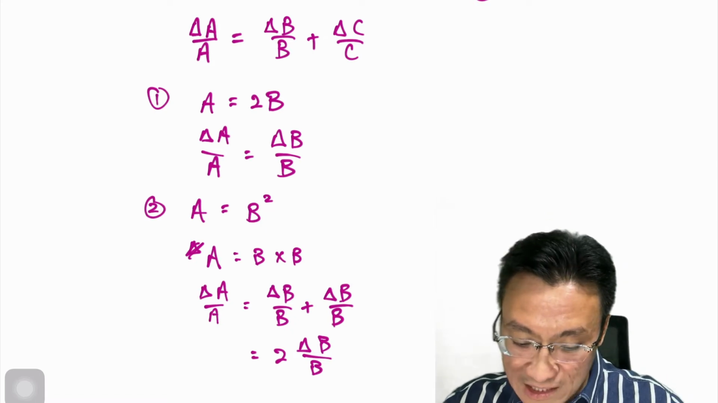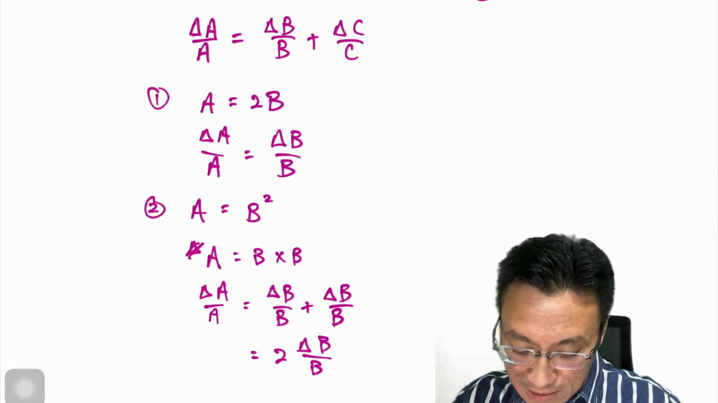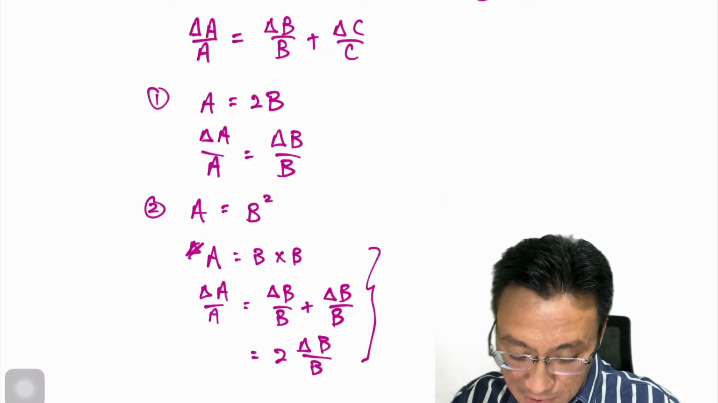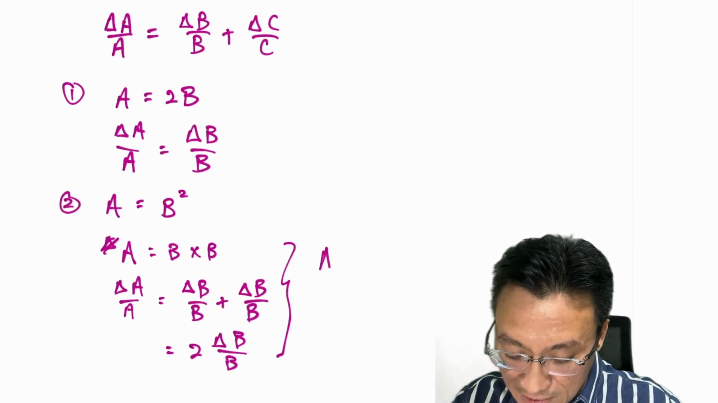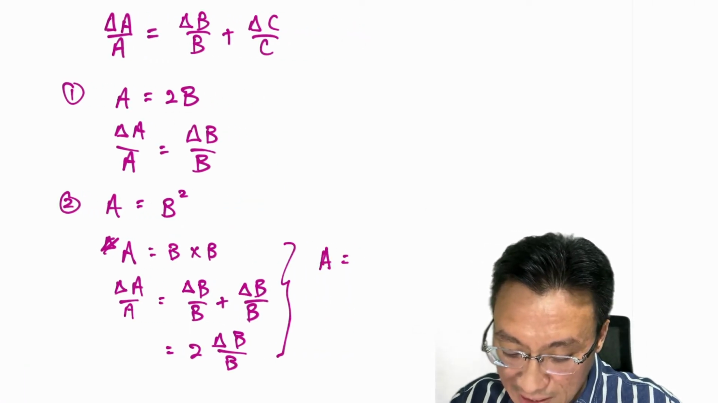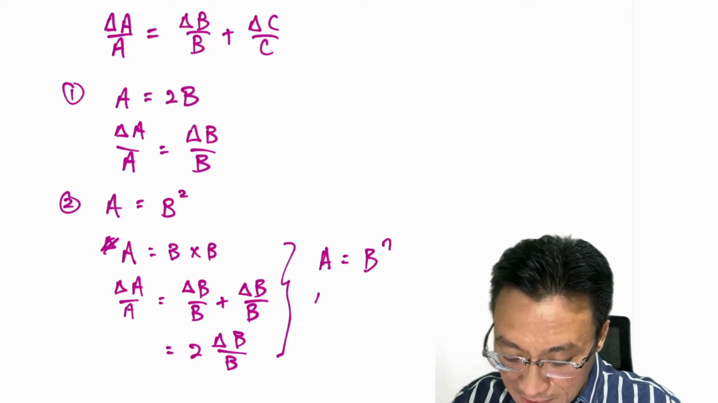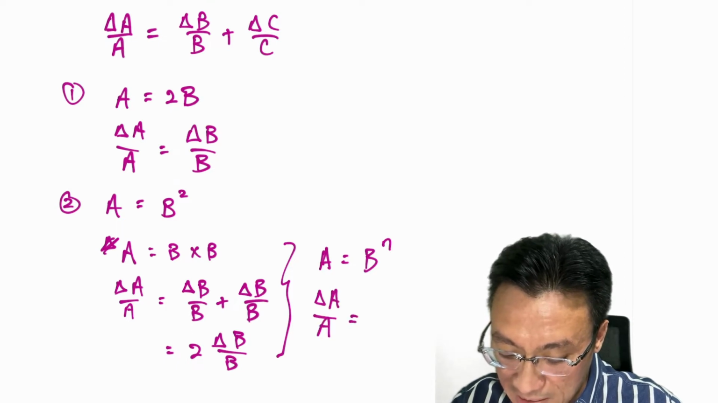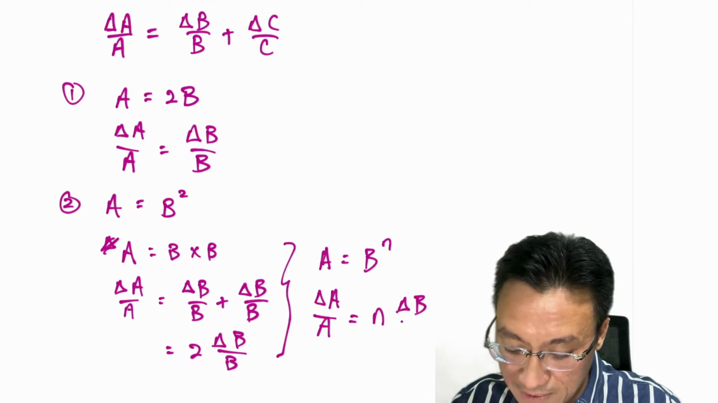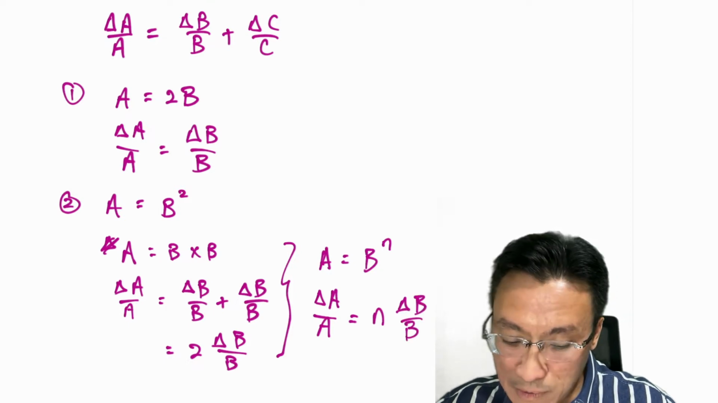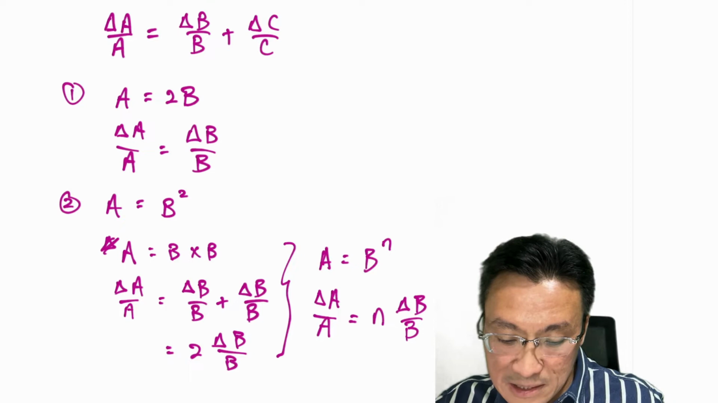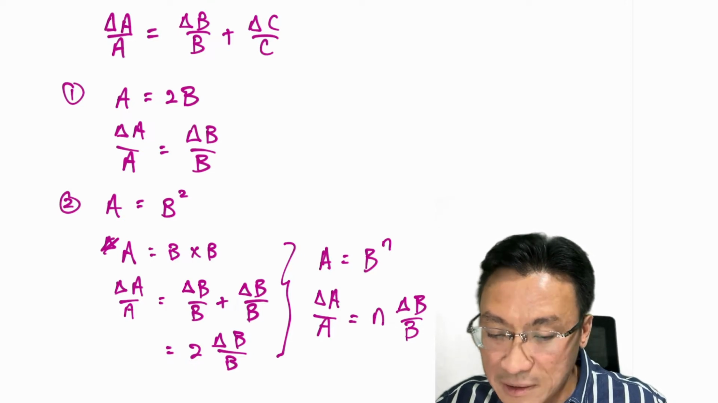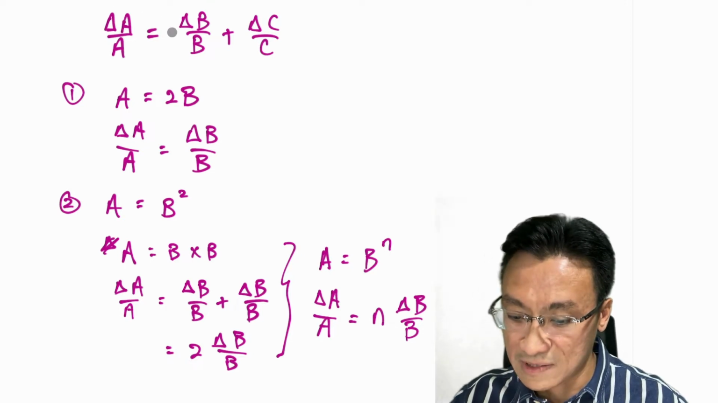So with this, we can deduce a relationship. If I have an equation like A is equal to B to the power of n, then the fractional uncertainty of A is simply n multiplying the fractional uncertainty of B. All right, so I have these two rules plus the generic rule as shown above, and we shall use this to solve some problems below.